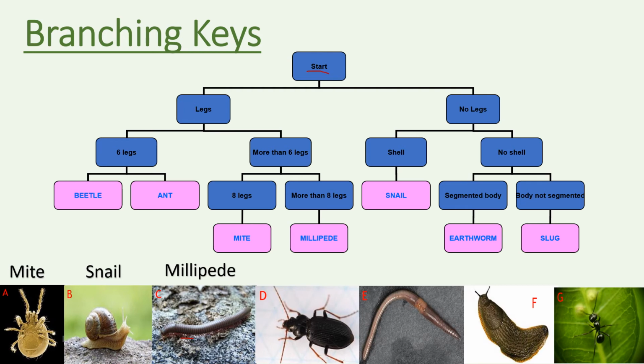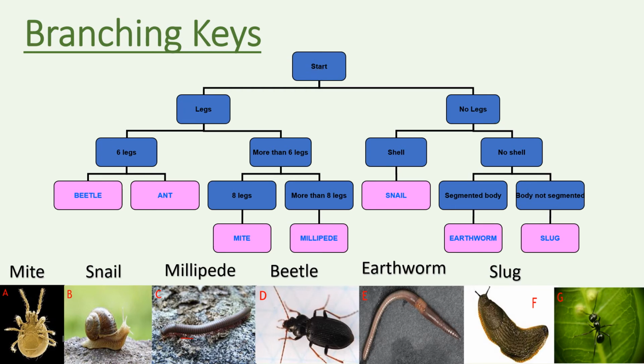So this one's got legs, it's got 6 legs, so it's either going to be a beetle or an ant. And for E, we know that it's not got any legs, it's not got a shell, and it's got a segmented body because it's split into sections, so it's going to be an earthworm. For the next one, it's got no legs, it's got no shell, and its body's not segmented, so it's going to be a slug. Well done if you managed to get that correct.